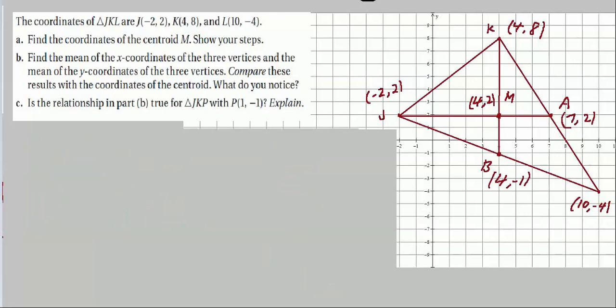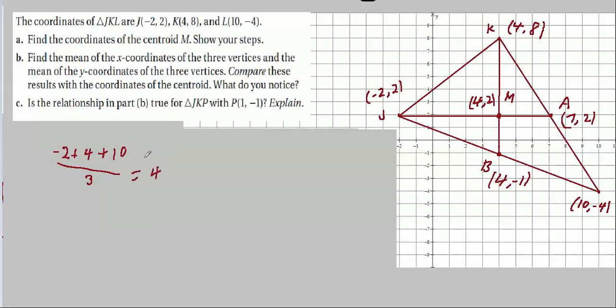But that's okay because it's one of the things we know how to do. So what would the average of the x-coordinates be? It would be minus 2 plus 4 plus 10 divided by 3. This is 4 minus 2 is 2 plus 10 is 12 divided by 3 equals 4. That's the average of the x-coordinates.